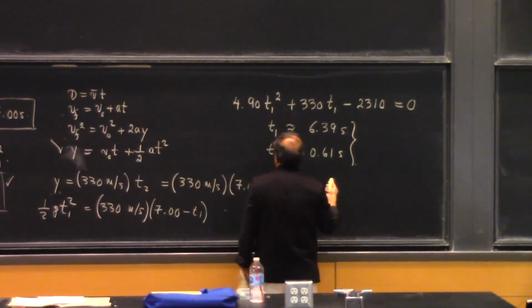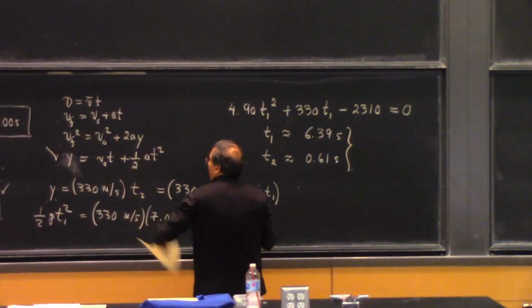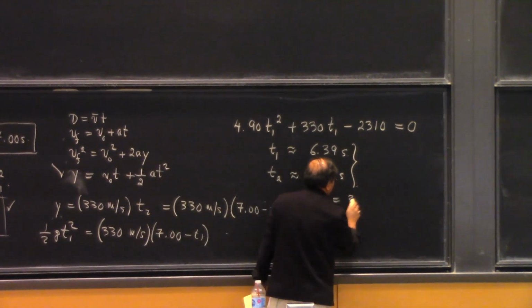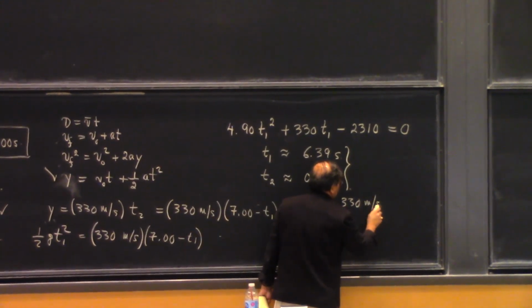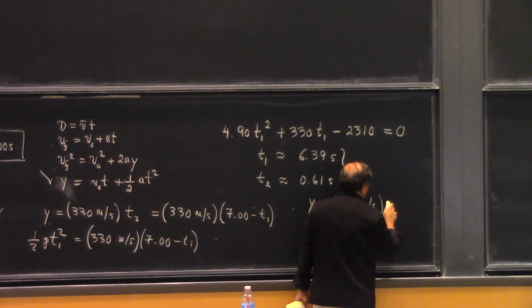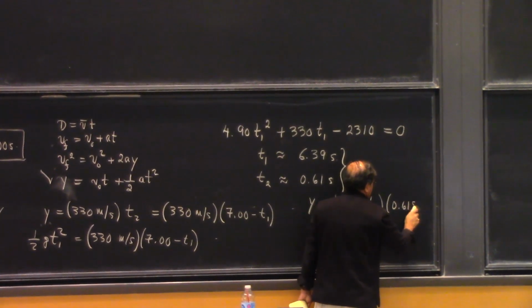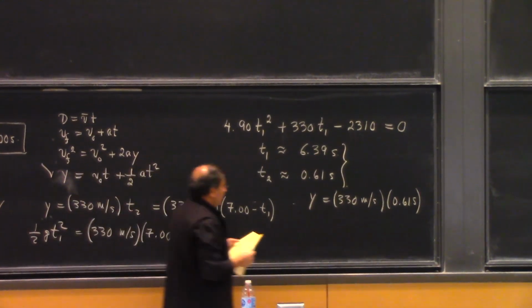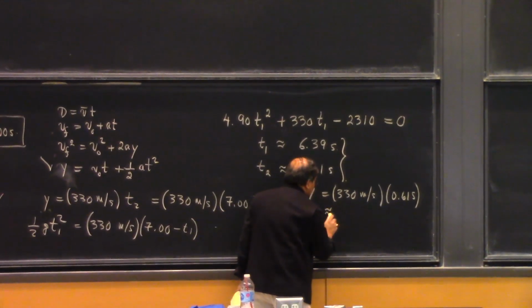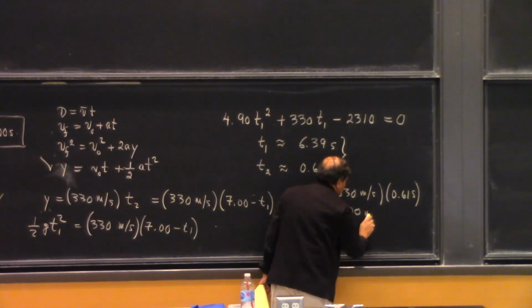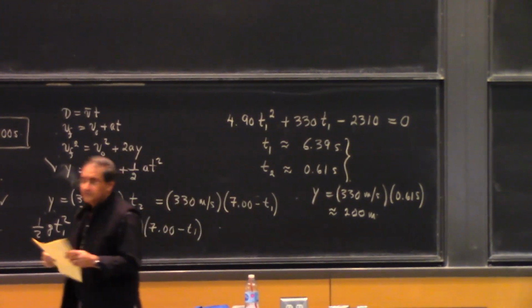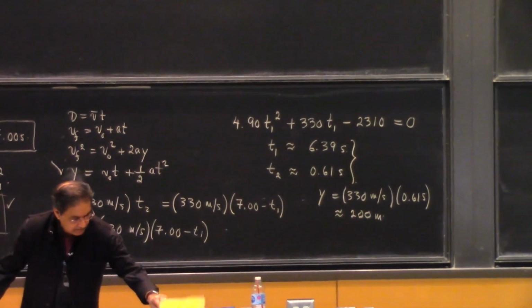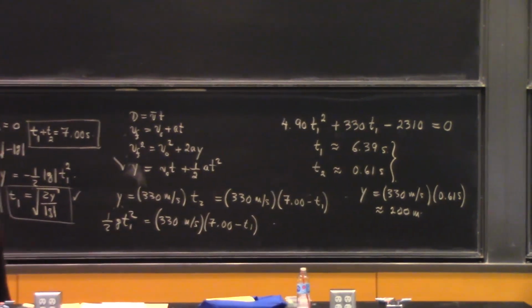And from here you can find y, whichever way you want. So y can simply be computed with the simplest relation. So y can be 330 meters per second times 0.61 seconds. I'm not being very picky about significant figures here. And if you calculate that, it's about 200 meters, of that order, roughly. Okay? So this is one of the more difficult problems that I would typically assign from time to time.